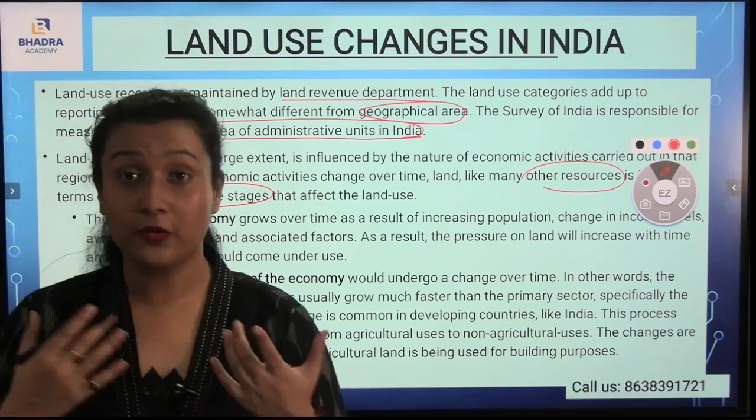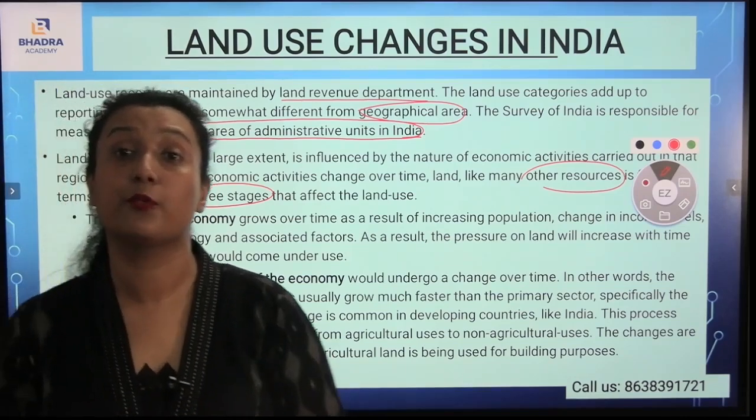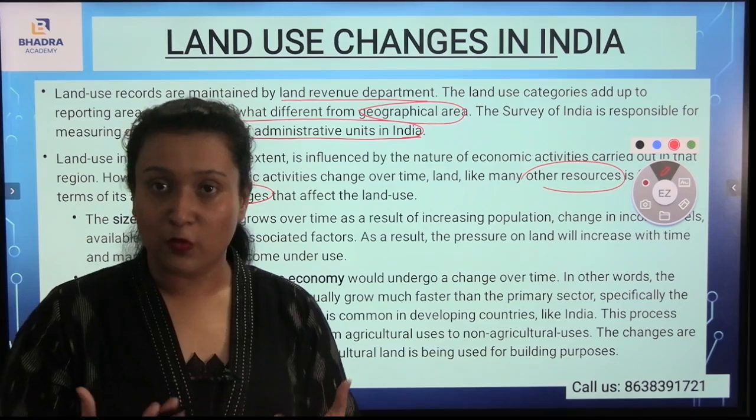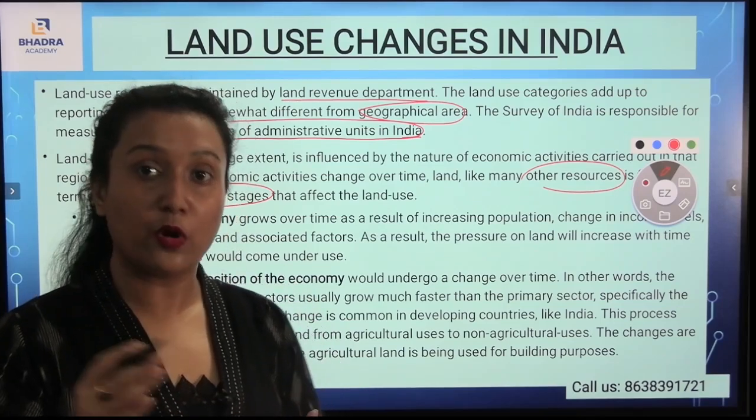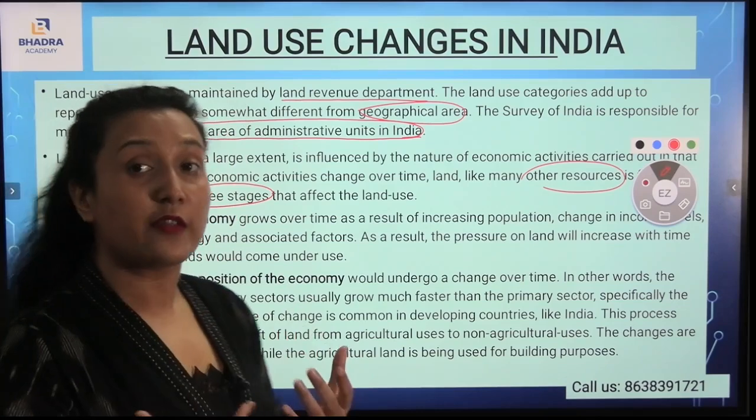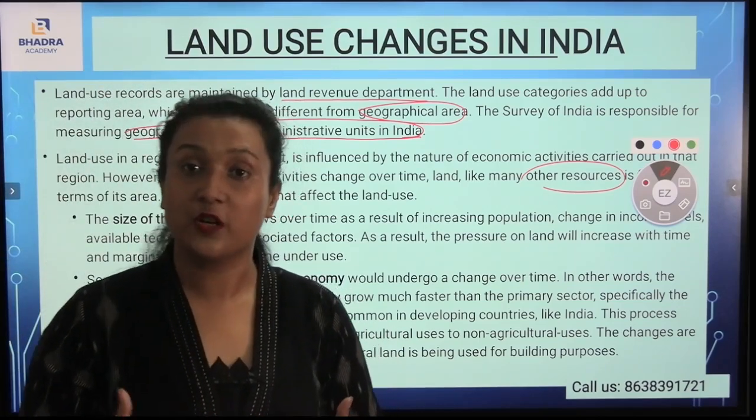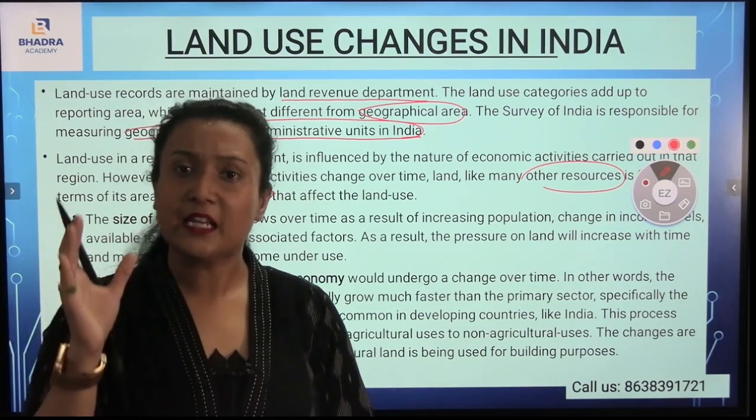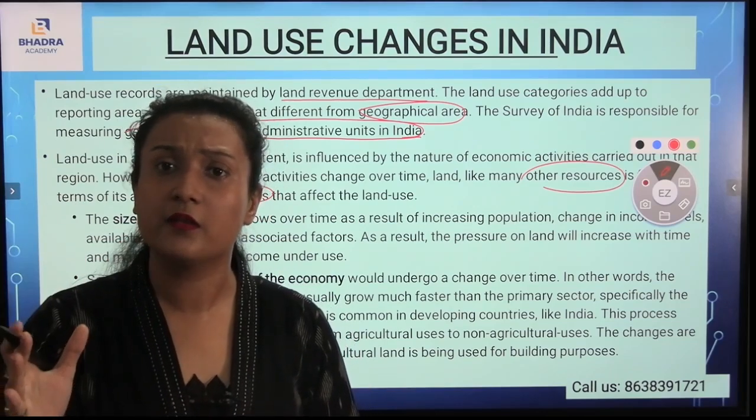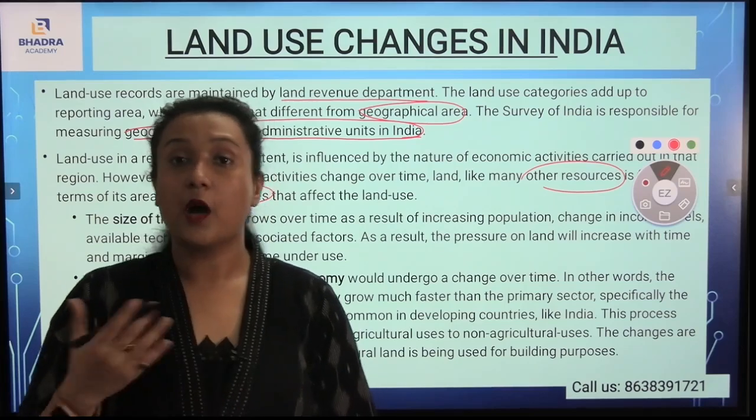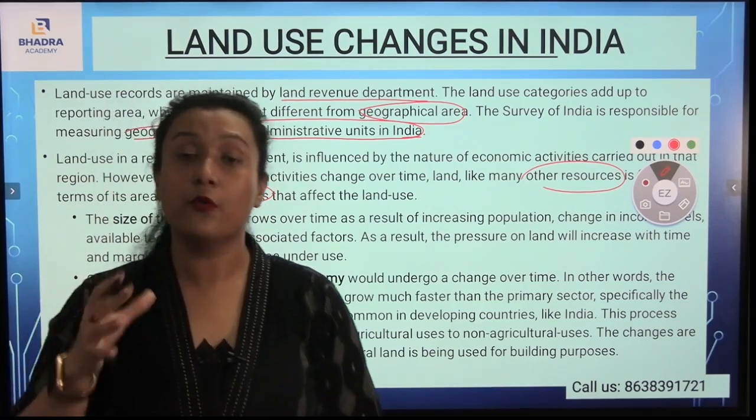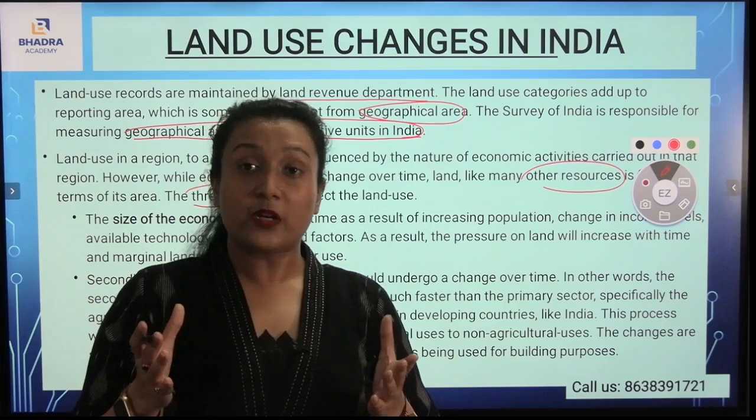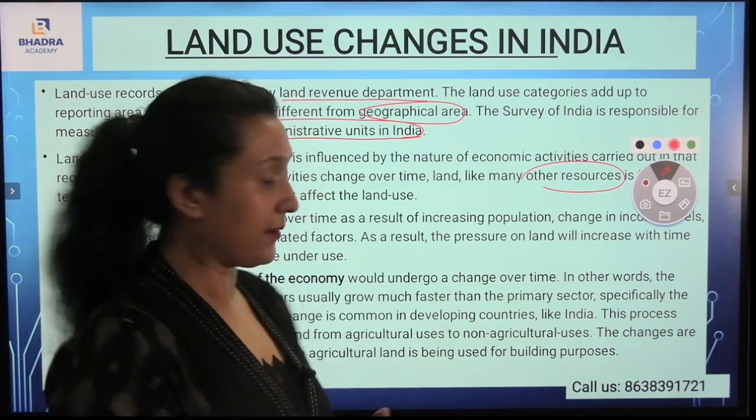Now, the second point is the composition of the economy. You see, the land changes over time, and the economy also changes over time. On the other hand, there is faster growth of the secondary and tertiary sectors in comparison to the primary sector. As a result, there will be more use of land. Under the primary sector comes agriculture. Our population is increasing, so more emphasis is given to agriculture, more growing of crops. For that reason, there will be more use of the land.